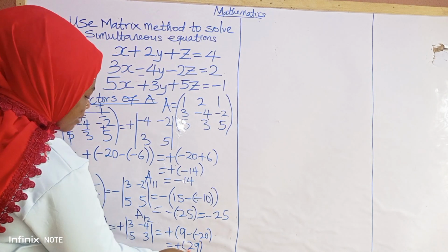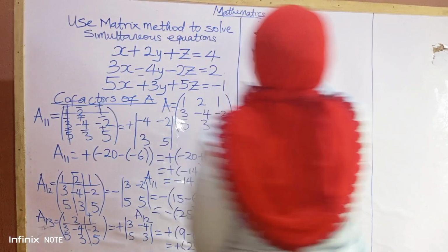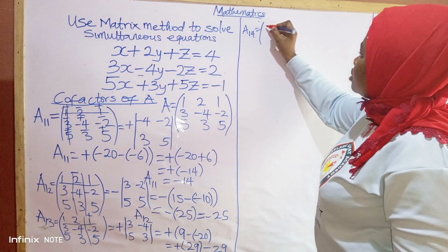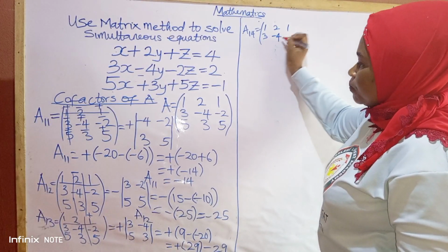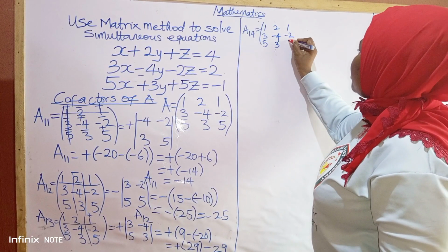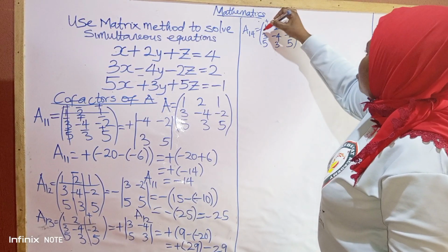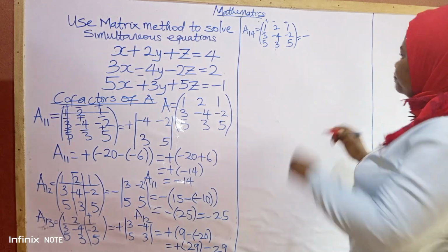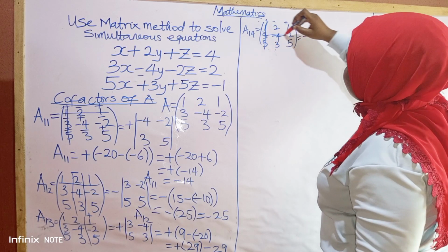So 29 multiplied by plus is equal to 29. Now here, A14 will be equal to, let's write it, 1, 2, 1, 3, minus 4, minus 2, 5, 3, 5. So here we have plus, minus, plus, minus. So here has minus, so we have minus here. So now cover where it belongs vertically, we cover where it belongs horizontally.